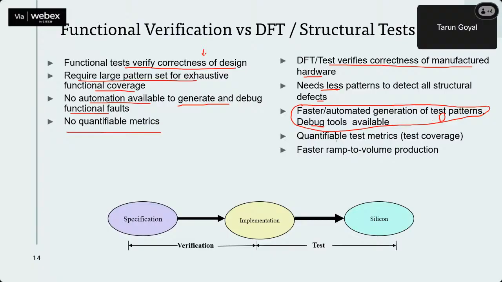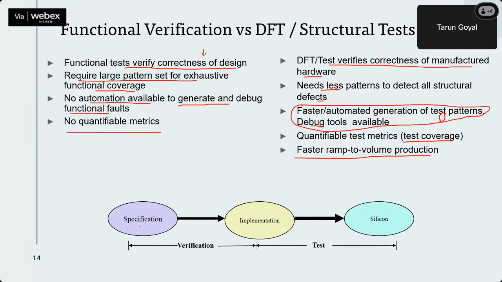And then there are quantifiable metrics, in terms like test coverage and fault coverage. They are uniform and standard, showing what the coverage is for that device, and then a faster ramp up to volume production. Once we have all these patterns stable and tested across time and all voltages, it is very quick to start production.